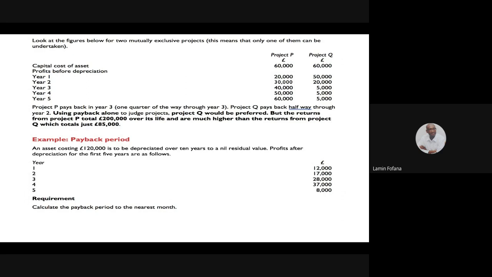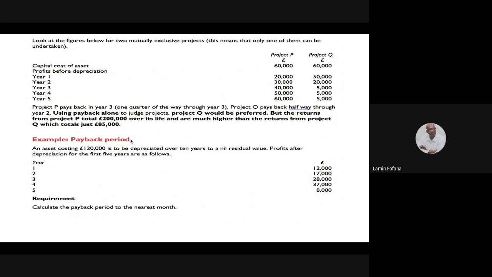The payback period will be 2 years, 3 months. Because it's going to be 20 plus 30, that's 50, minus 60 is 10. 10 over 40, that's 1/4. So a quarter of a year is 3 months. So correct? 2 years, 3 months. Correct. So this is the way we arrive at this.